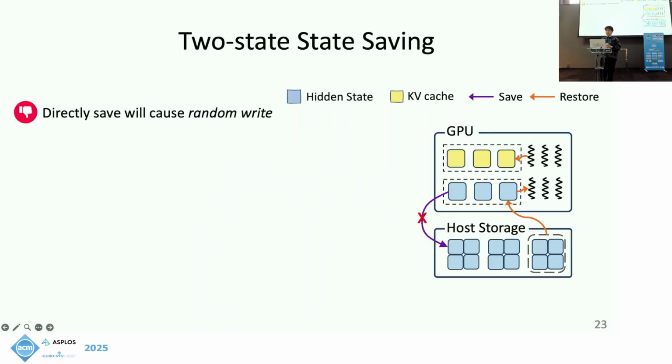Next, let's consider how to save into this storage format. A naive approach, for example, directly saving the hidden state into host storage, is inefficient. Remember that hidden states are generated in a layer before token order, which means hidden states generated concurrently belong to different chunks. If we directly save them, it will result in inefficient random writes to the host storage device.